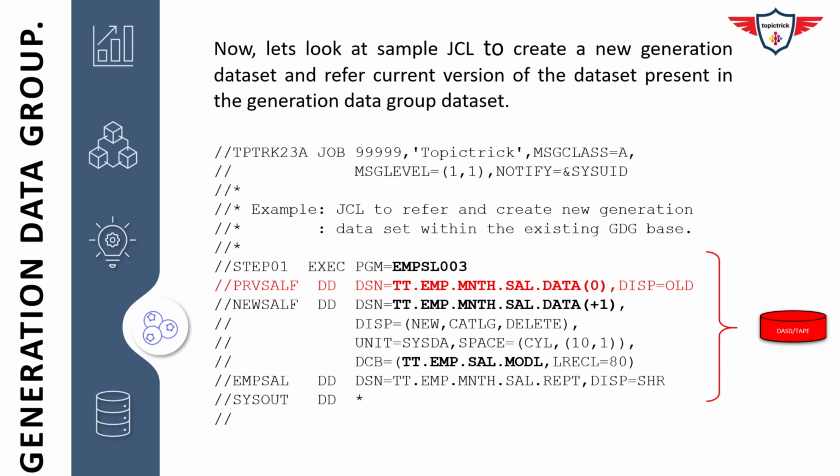It is using two files. First one is the previous sal file, which is the current version of the GDG, that is tt.emp.month.salary.data. I'm using 0 there, so it is referring to the current generation which is present in the GDG base. And I'm creating a new file, that is the new sal file, and it is tt.emp.monthly.salary.data, and in brackets I'm specifying +1 because I'm creating a new file, right? And if you look at the DCB, I've just used the model dataset that I created in the previous slide with the help of a JCL.